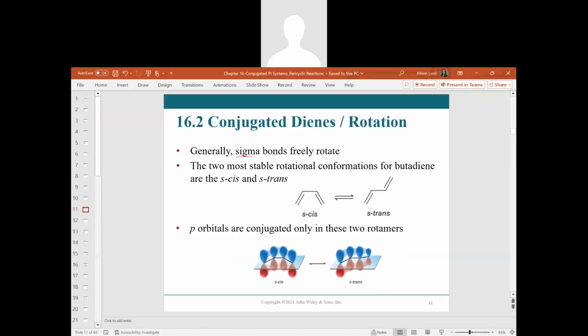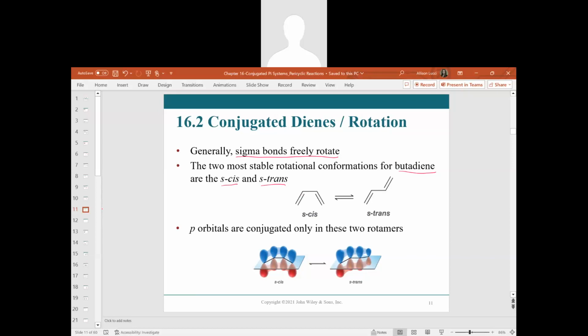So we know that sigma bonds are generally free to rotate, although large bulky groups sometimes prevent that. But for the most part, we have these sigma bonds that allow free bond rotation. So when we talk about butadiene specifically, we have the S-cis or the S-trans conformations due to this rotation on the carbon-2, carbon-3 single bond. The two most stable rotational conformations we should note are the cis and the trans.